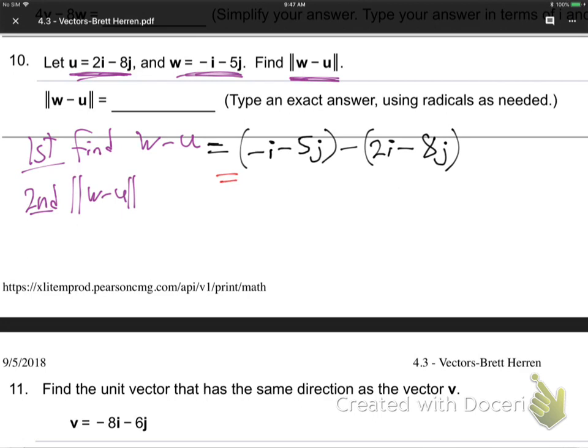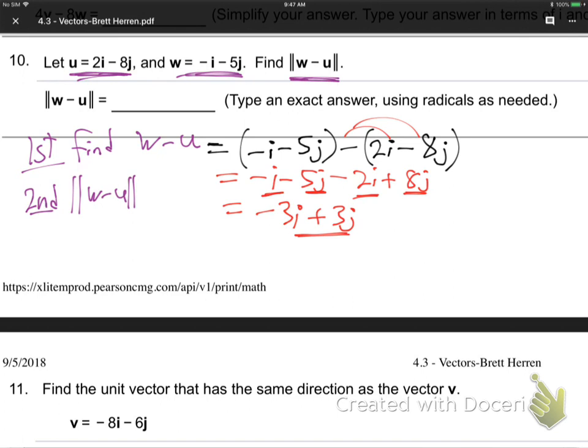Okay, so we distribute that minus sign. So minus i minus 5j minus 2i plus 8j. So minus i minus 2i is minus 3i. And minus 5j plus 8j is plus 3j. There we go. Oh, wait, no, we're not done. There we go, halfway. So now that's the vector w minus u.